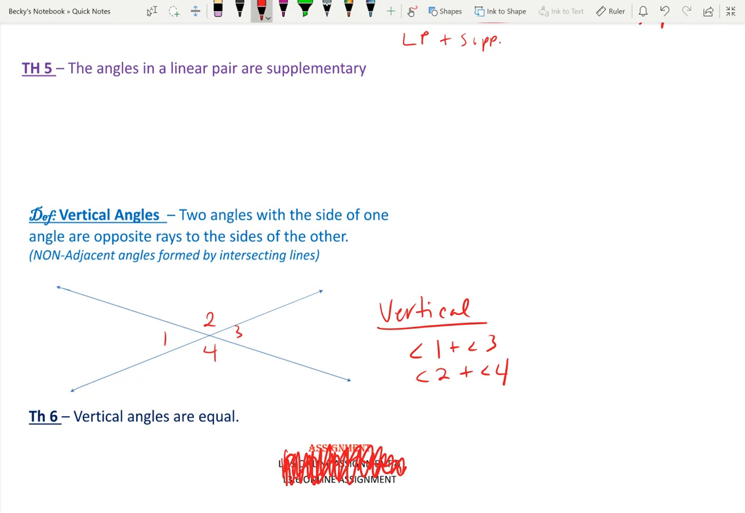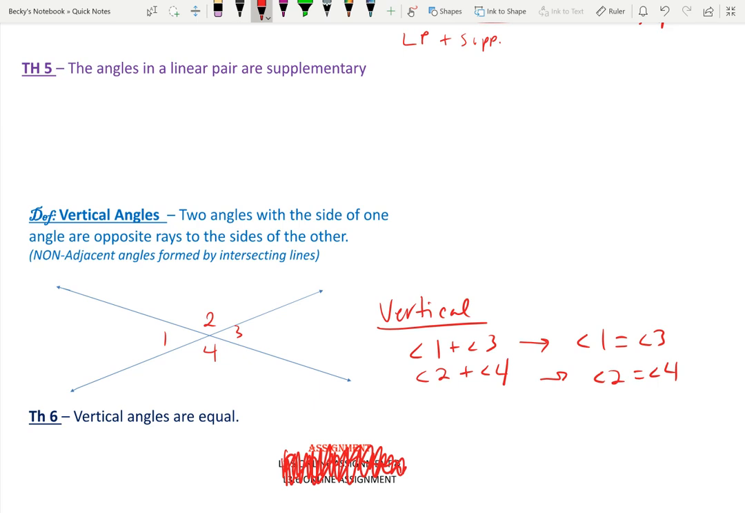Now, the interesting thing is every time you have vertical angles, they're equal. So let's extend this. I know angle 1 is equal to angle 3, and I know angle 2 is equal to angle 4.